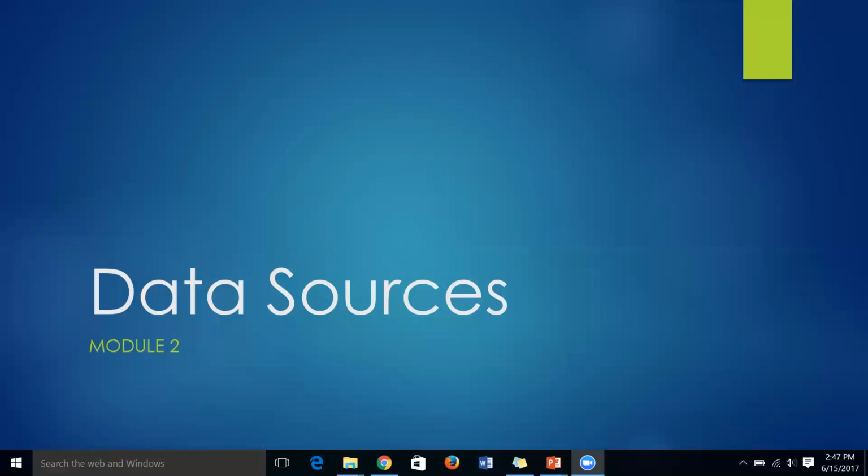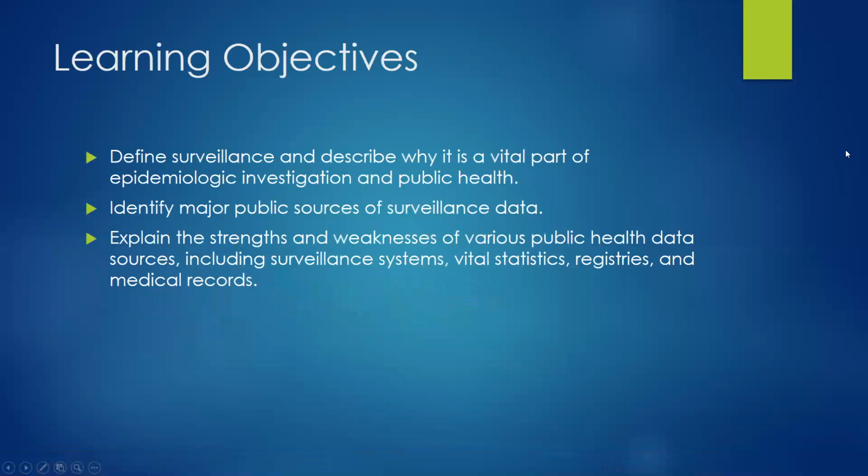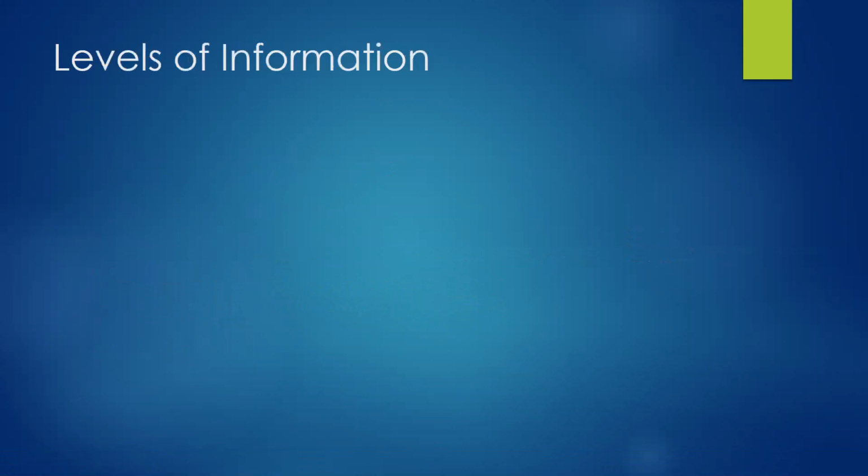In this Module 2 video, we'll be talking about various data sources that we use in epidemiology and public health. Our learning objectives are to define surveillance and talk about why it's a vital part of epidemiologic investigation in public health, identify major public sources of surveillance data, and talk about the strengths and weaknesses of different public health data sources, including surveillance systems, vital statistics, registries, and medical records.